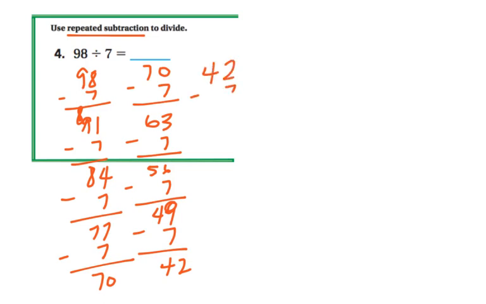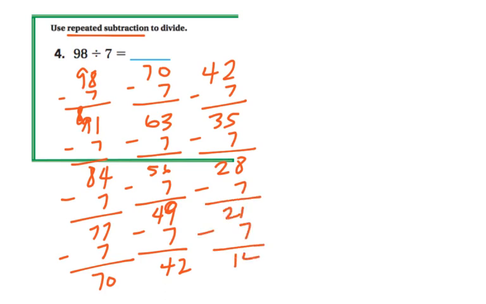Alright, so I have 42. I take 7 away. I have 35. Take another 7 away. I have 28. Take another 7 away. I have 21. Take another 7 away, I have 14. If I take another 7 away from 14, I have 7. And then I take one more 7 away, and I have 0. So there's nothing else I can take away.